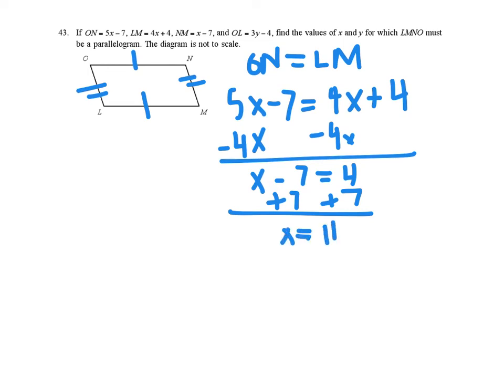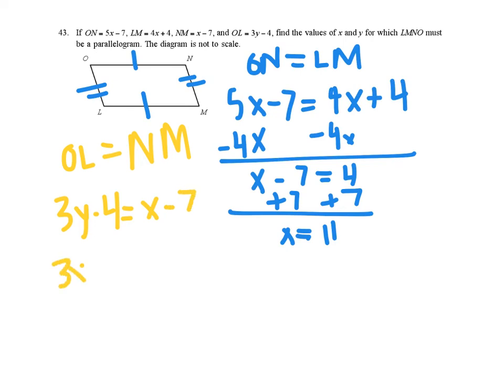For my second equation, I know OL equals NM. So I know that 3y minus 4 equals x minus 7. And we know x is 11, so we really have 3y minus 4 equals 11 minus 7. So we have 3y minus 4 equals 4.